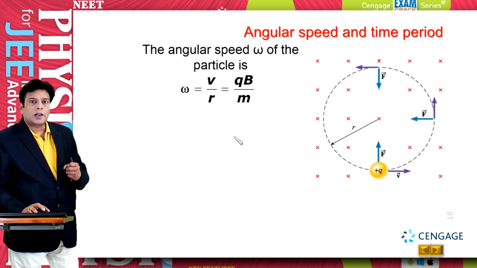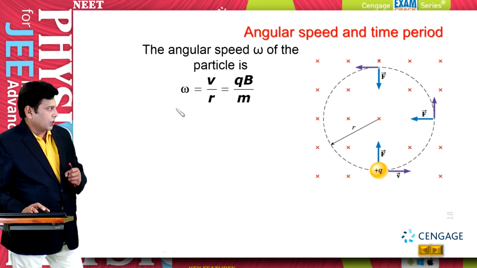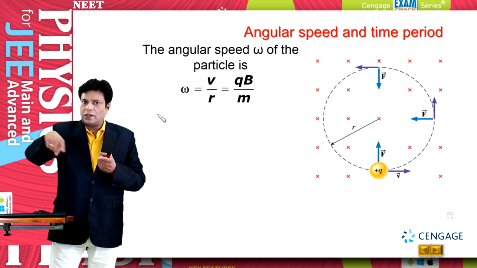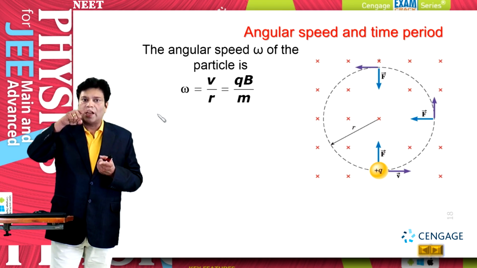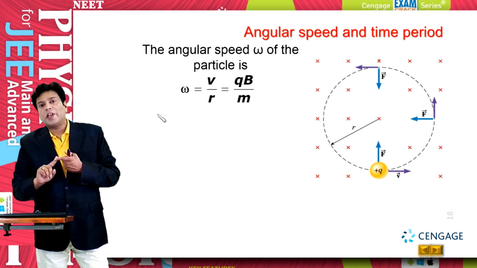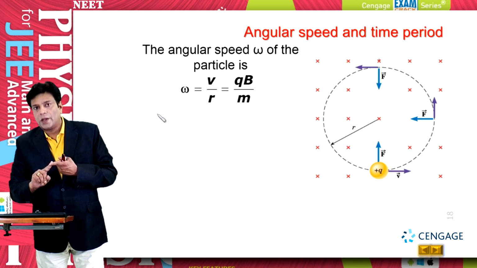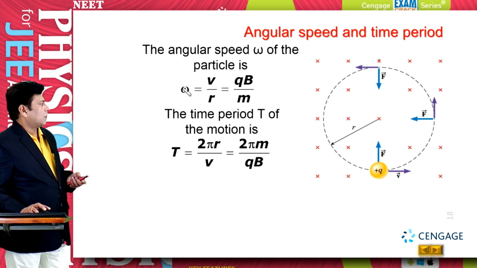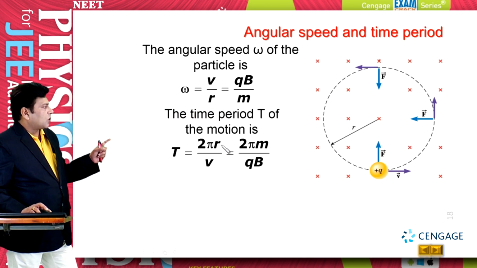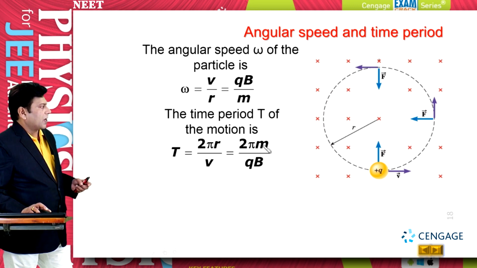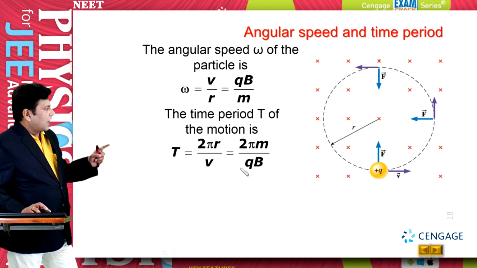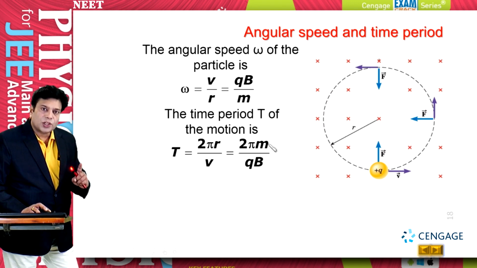Now let us find the time period of the motion. We can write time period equal to 2 pi r, that is the distance traveled by the charged particle. We know the speed of the charged particle remains constant, so the time period should be equal to 2 pi r divided by v. If we substitute the value of r, the time period is equal to 2 pi m divided by qB. Here also you can observe this time period is independent of the speed of the charged particle.